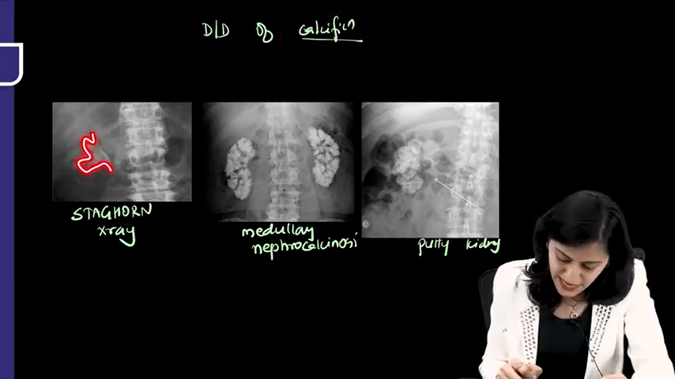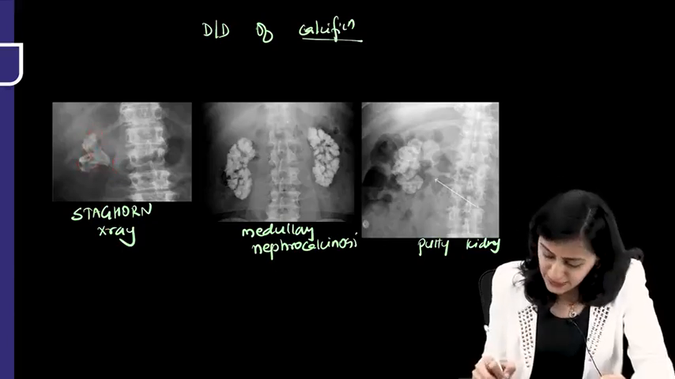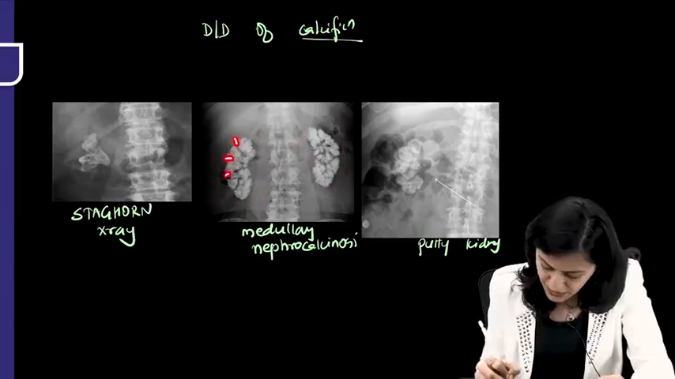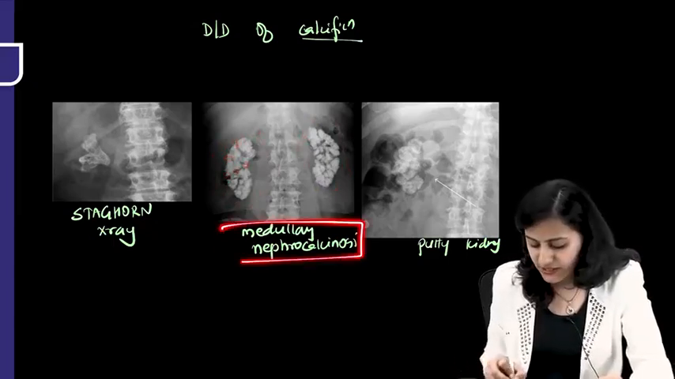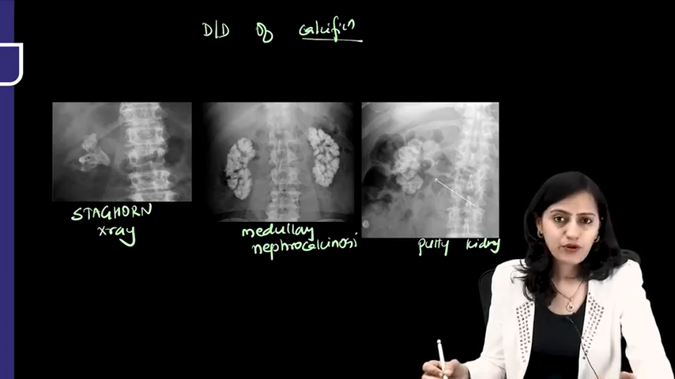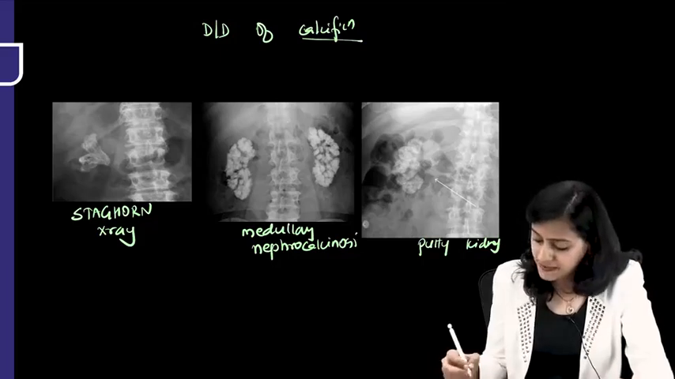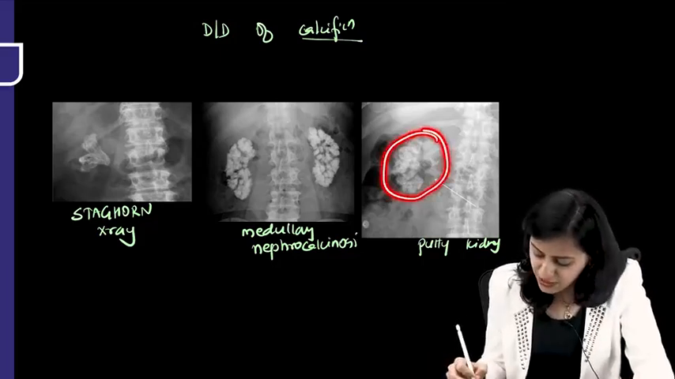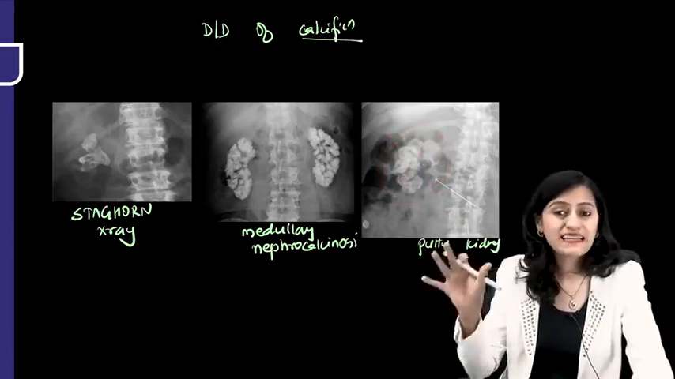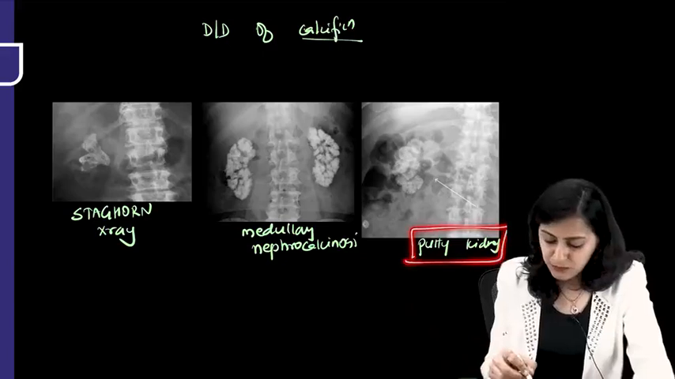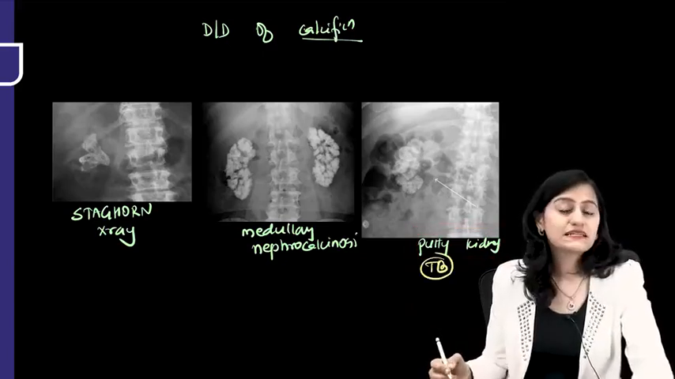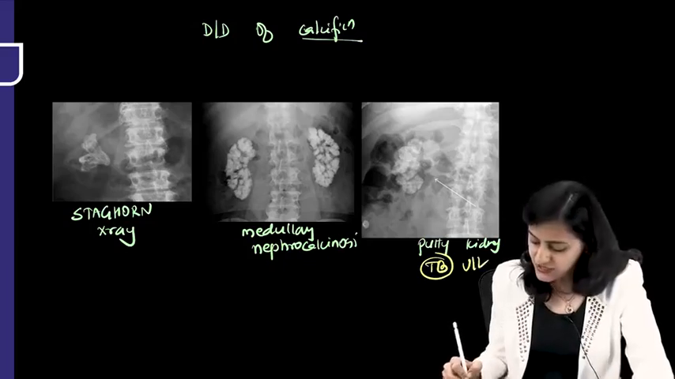One, it could be the staghorn calculus. Second, when you have this bilateral calcification in the kidney, in between which you have these lucent areas also, this is medullary nephrocalcinosis. There are multiple causes: hypercalcemia, sarcoidosis, medullary sponge kidney. And this one, where you see a unilateral kidney showing calcification with a lobulated appearance, parenchymal calcification, that is the putty kidney, which is seen in late stages of TB. The kidney becomes non-functional.